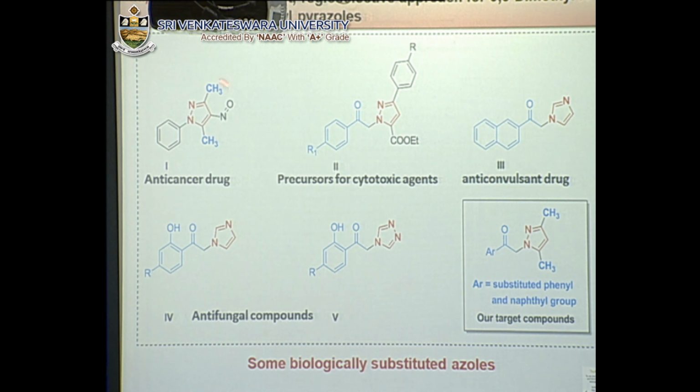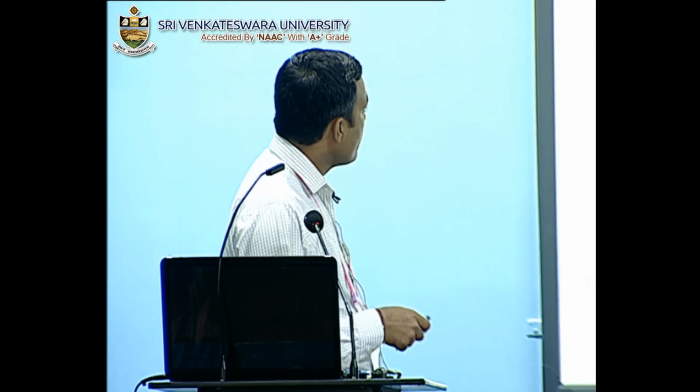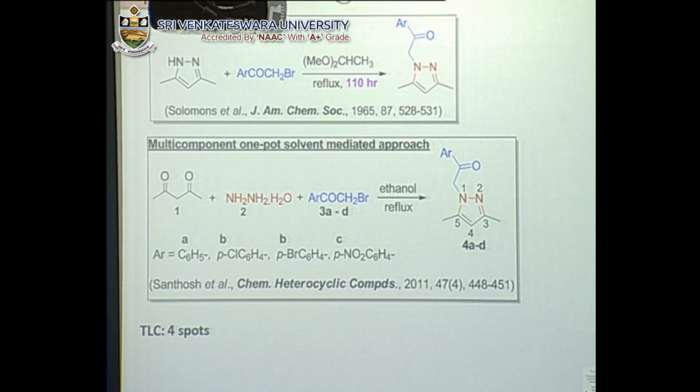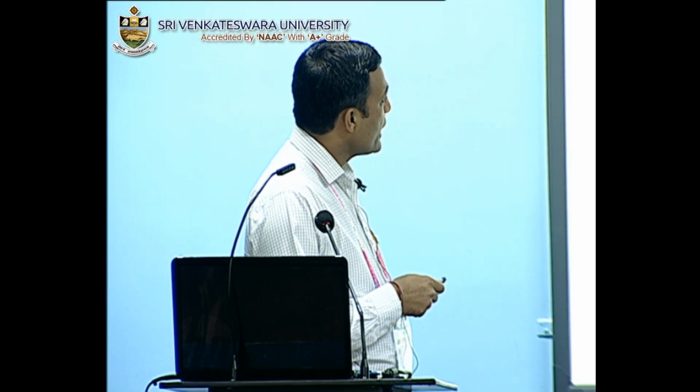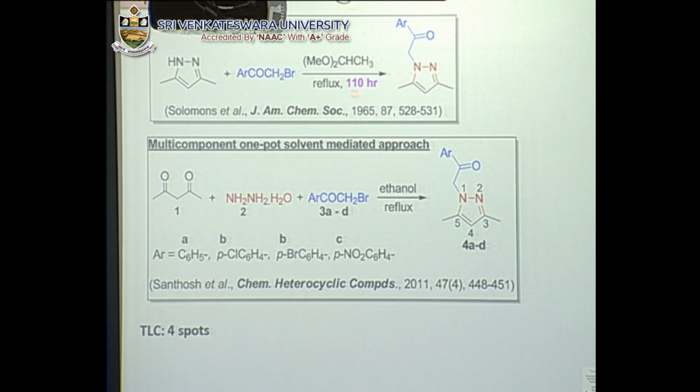On the basis of some dimethyl pyrazoles or some acyl azoles, pyrazole or imidazole, we decided to plan such types of compounds, acyl pyrazoles. So in order to synthesize these compounds, we came across two reports in the literature. The first one involves the reaction of dimethyl pyrazole with this phenacyl bromide in a solvent medium, and it takes 110 hours to make this compound. However, the other report, by Santosh and co-workers, is a multi-component, one-pot solvent-mediated approach, so it needs less time. Because of time constraints, we selected this approach to synthesize our compounds.